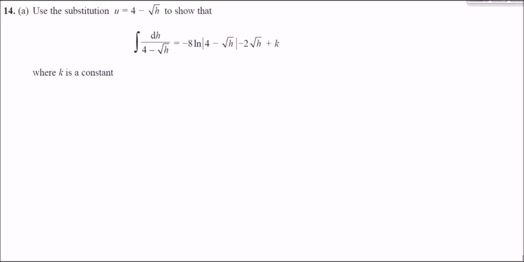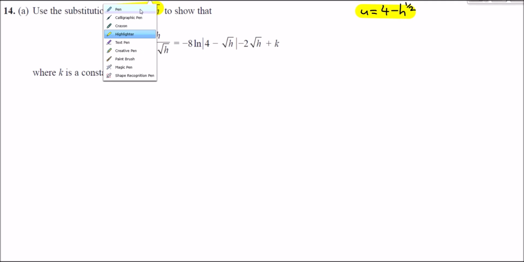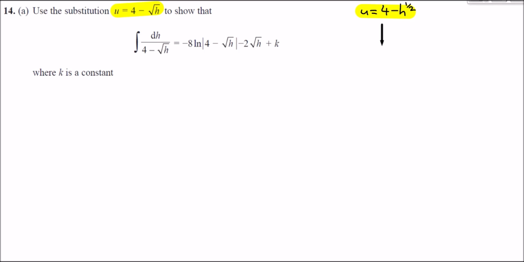Question 14 is an integration by substitution. So we're told that u equals 4 minus root h, so I'm going to begin by just writing that out. So u is 4 minus root h, but I'm going to call that h to the 1/2. So that's what u equals. What I could do with working out next is du by dh. If I differentiate this with respect to h, that's going to be a good thing to do because I need to work out what dh is in terms of du.